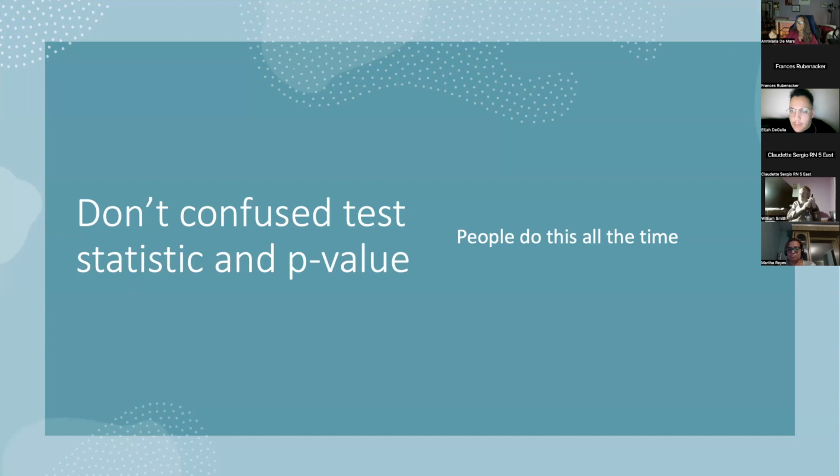Don't confuse a test statistic and a p-value. I don't know how many hundreds, probably thousands, of times I've read papers where somebody said we accept the null hypothesis because the t-value is 2.3 and that's greater than 0.05. No, you don't accept the null hypothesis. You look at the probability of getting a t-value that high.